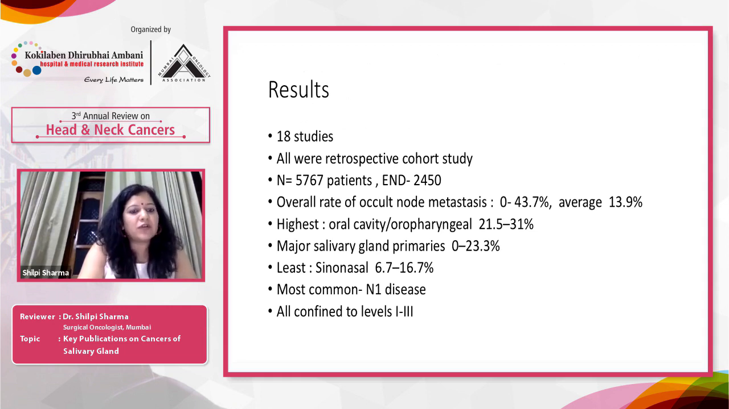They included 5,767 patients, out of which 2,450 patients underwent elective neck dissection. The overall rate of occult node metastasis varied between 0 to 43.7%, the average being 13.9%. It was highest for oral cavity or oropharyngeal cancer, which varied between 21.5 to 31%, followed by major salivary gland primaries, which varied between 0 to 23.3%, and it was least for sinonasal malignancy, with an incidence of about 6.7 to 16.7%. The majority of these patients had N1 disease, and all neck metastases were confined to levels 1 to 3.